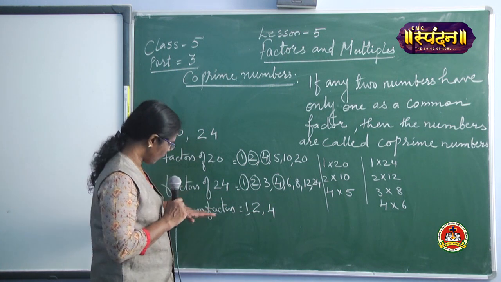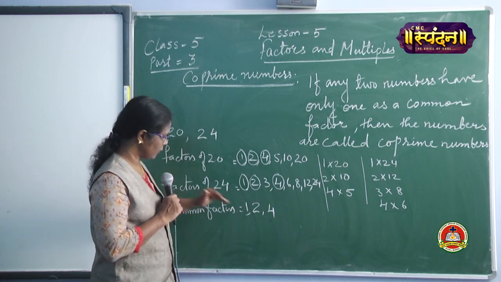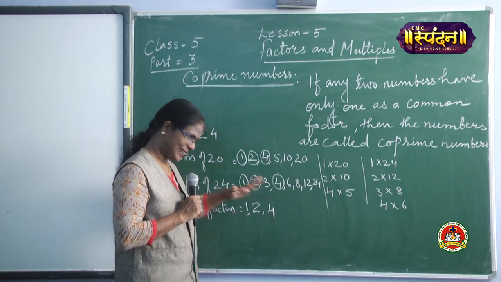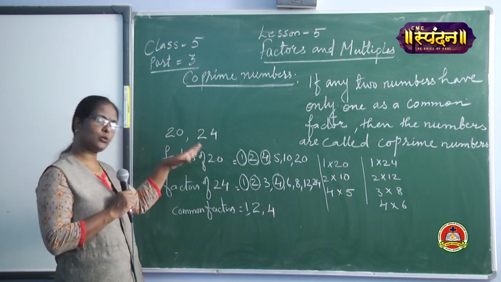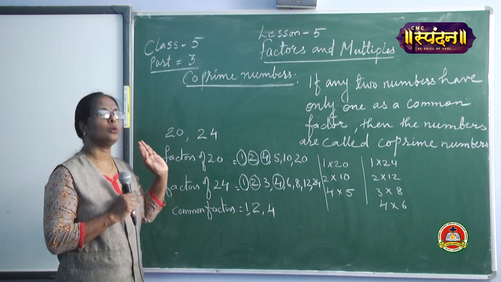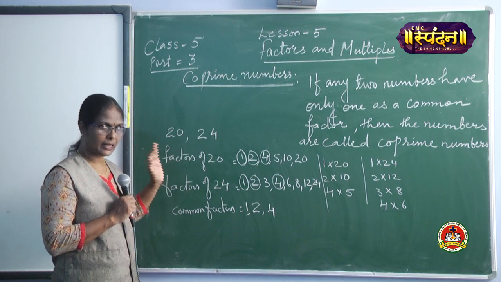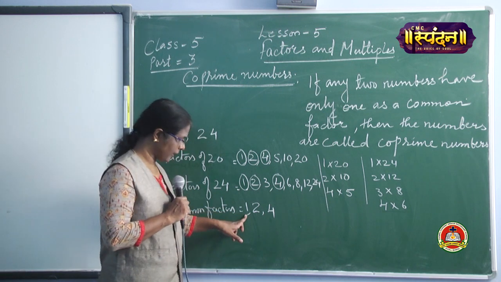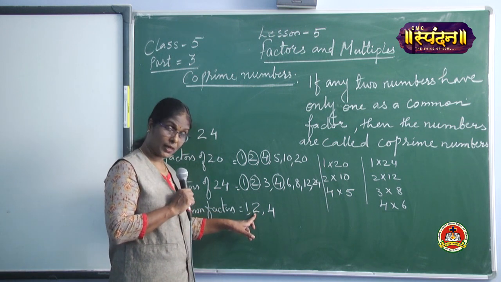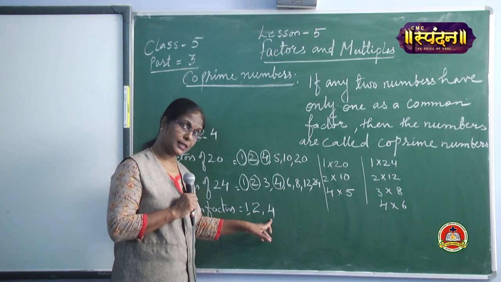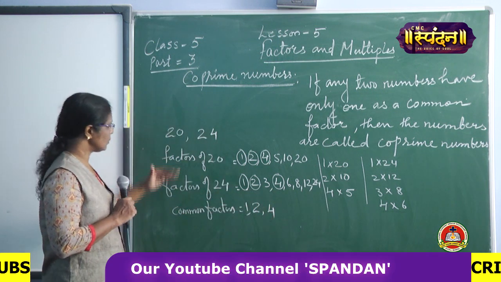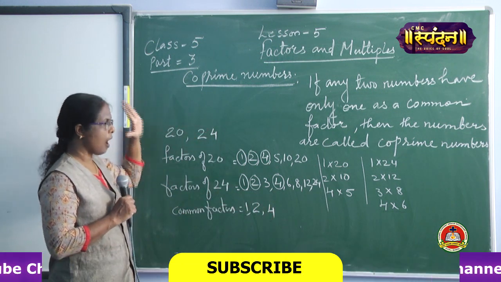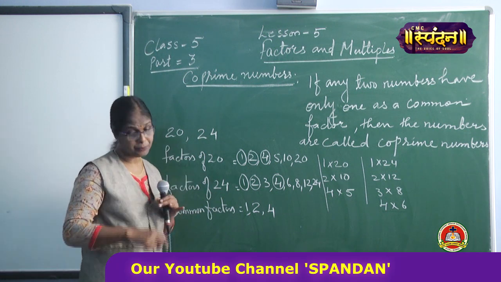So when the common factors of 20 and 24 are 1, 2 and 4, can you say that 20 and 24 are co-prime numbers? No. 20 and 24 are not co-prime numbers because other than 1, they are having 2 also as a common factor and 4 also is a common factor. So we can conclude that 20 and 24 are not co-prime numbers.